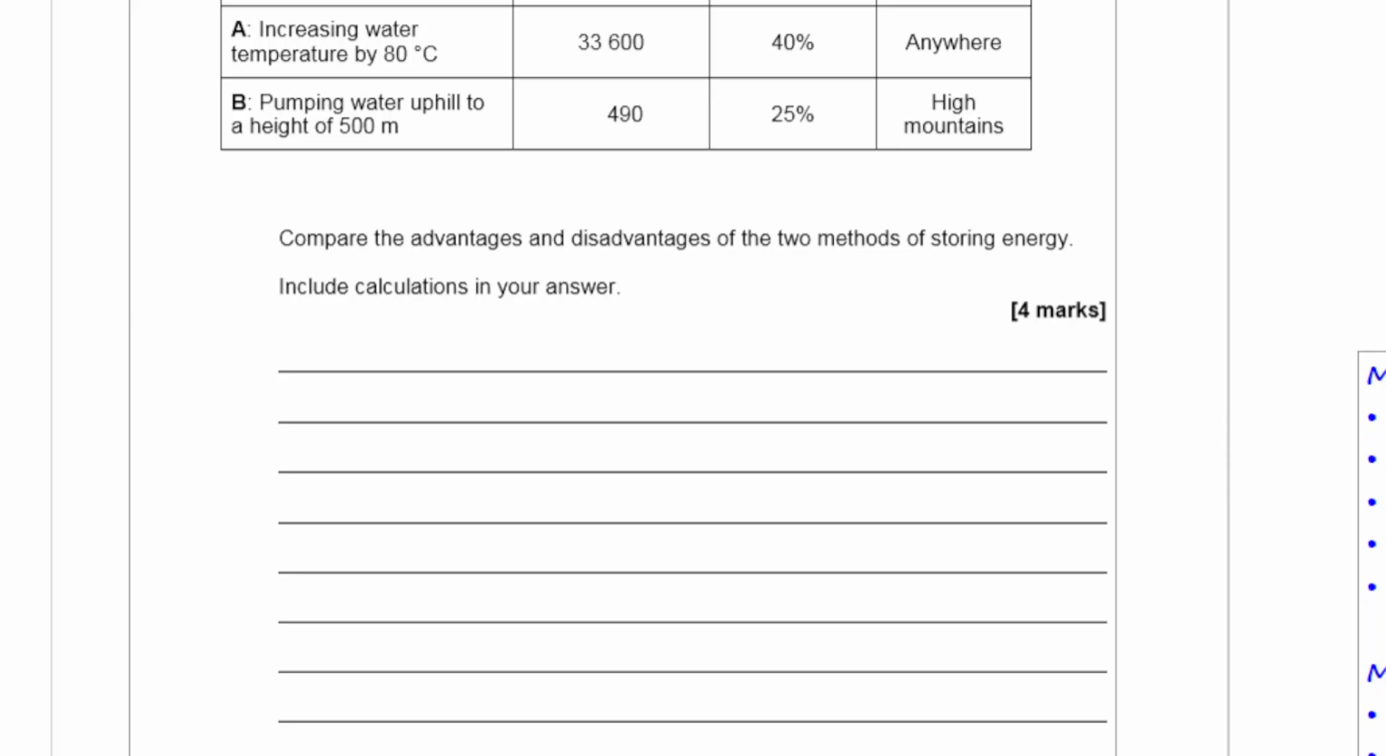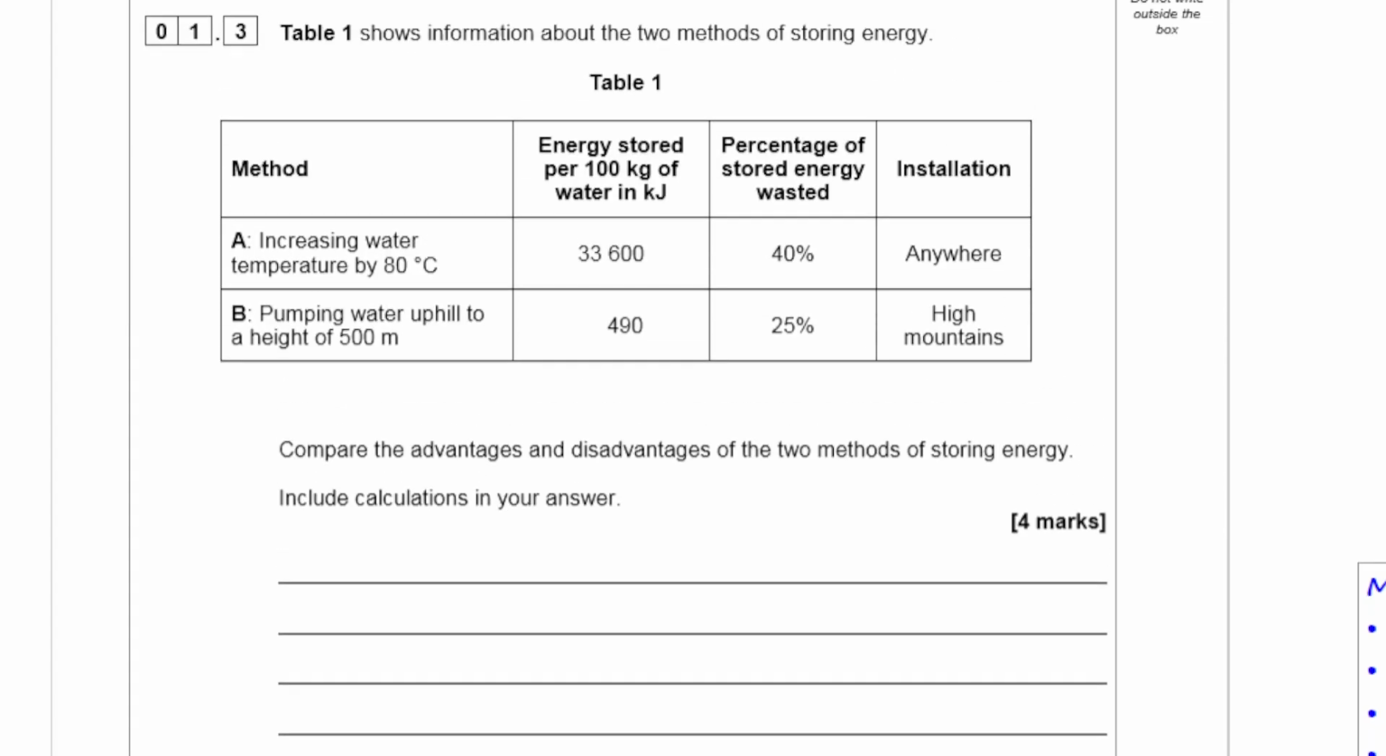Compare the advantages and disadvantages of the two methods of storing energy. So method A, large amount of energy can be stored. That's 33,600. That's nearly 33,120 kilojoules more than pumping water uphill. Percentage wasted energy is more compared to pumping water. It's 40%, so only 60% of that 33,600 is useful energy, but installation is anywhere.